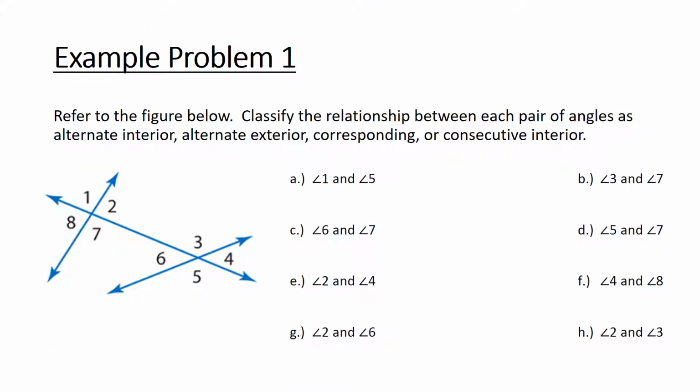Let's look at two example problems which build upon the transversal angle pairs. In this problem, we're going to classify the relationship between each pair of angles as alternate interior, alternate exterior, corresponding, or consecutive interior. For question A, we're looking at angles 1 and 5. If we look at angle 1 and angle 5, we can see that they're using this as the transversal. In this case, they're on different sides of the transversal and both on the exterior. So these would have to be alternate exterior angles, commonly abbreviated with AEA.